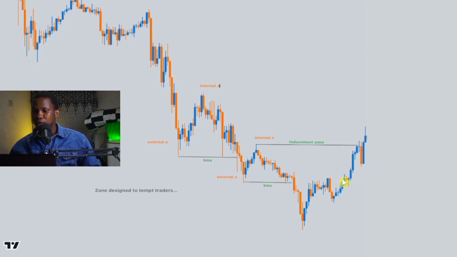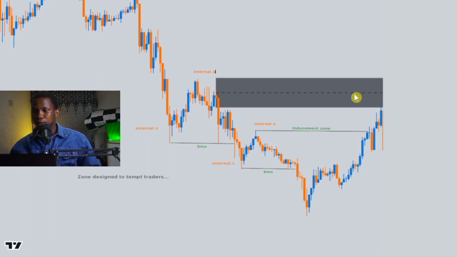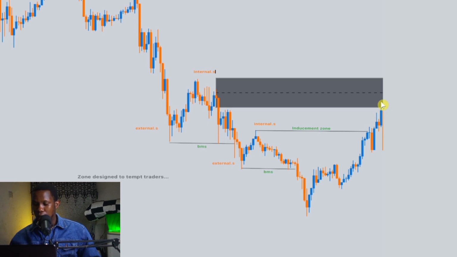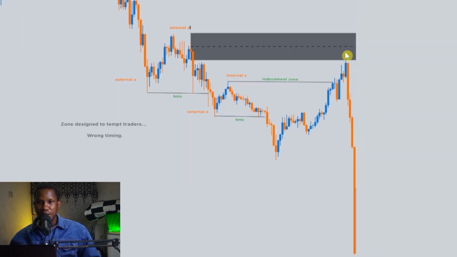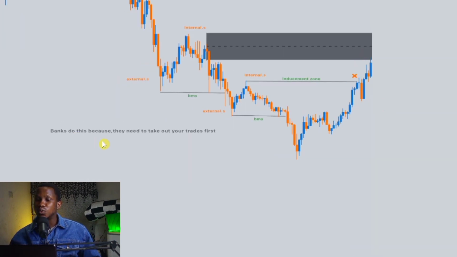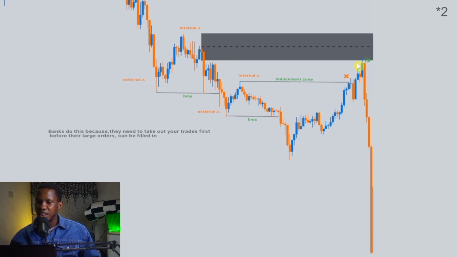Can you see how the market tempted traders to enter from, wanted to go to the downside, took them out, and finally tapped the main zone and moved rapidly to the downside? Banks do this because they want to take out your trades first before their large orders can be filled. That is, they actually need your orders for them to have a successful trade.